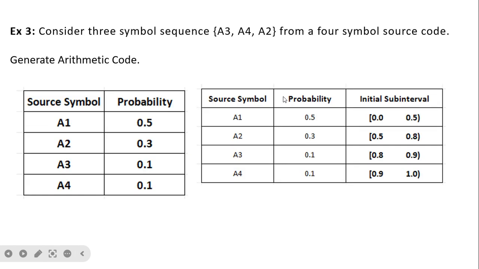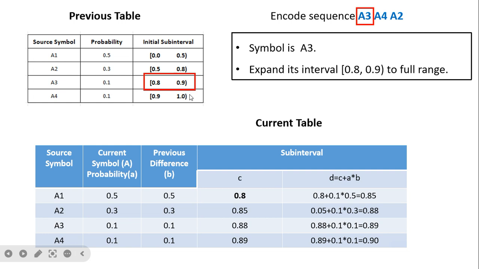Now similar third example, so I am not going to explain it, you can try from your side. This is the input. Now initially the character is A3. So A3 comes between 0.8 to 0.9. So we need to expand the entire interval between 0.8 to 0.9. So 0.8 to 0.9 is completely expanded between this, and we need to take the probability.